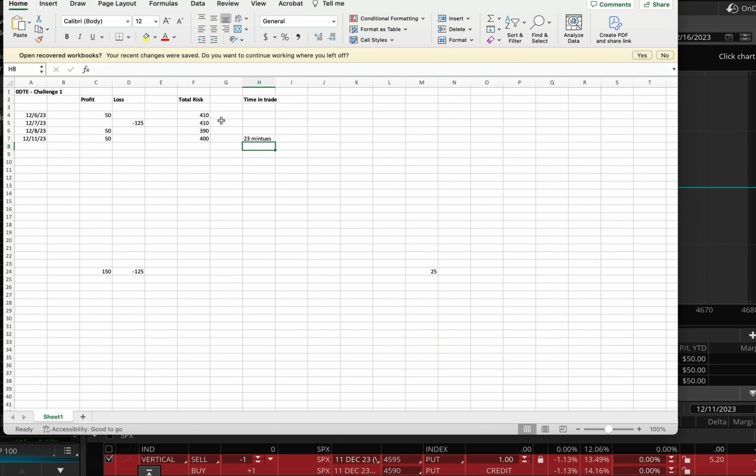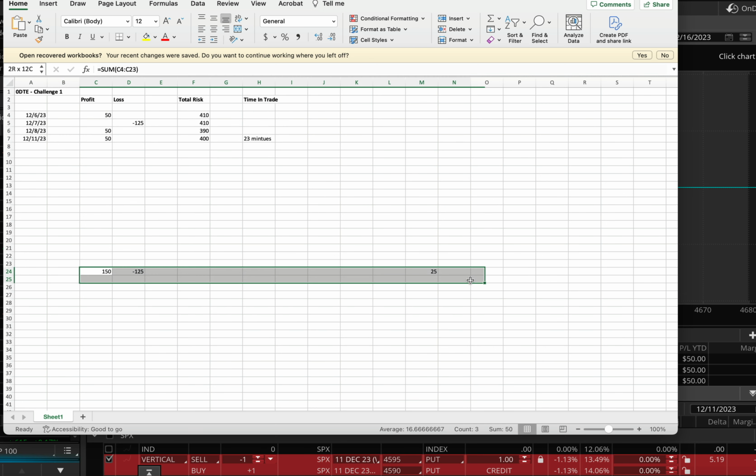I can go back maybe later on today and fill these in and just get an idea of how long these trades are taking. All right, so here's our total so far. We have 3 wins, 1 loss. We've made a total of 150. We've lost 125. So overall, our total for this 0 DTE experiment project is we're up $25.